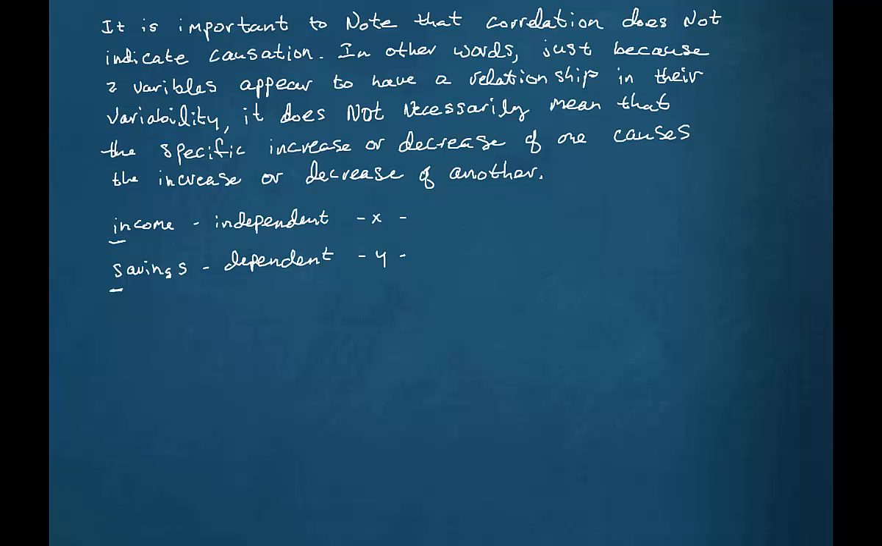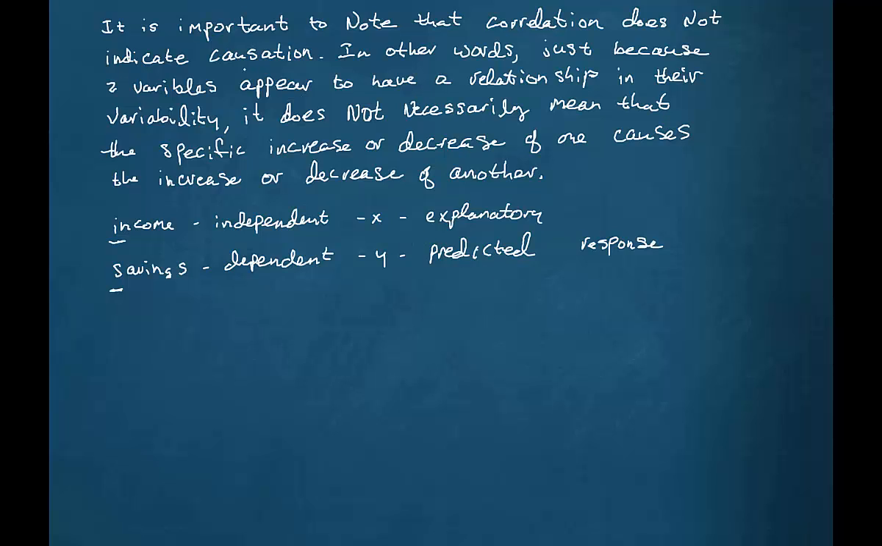Now, often these two variables, rather than being termed independent and dependent, are termed explanatory and predicted. Sometimes, rather than predicted, you might see the term response variable. How does the dependent variable respond to changes in the independent variable?